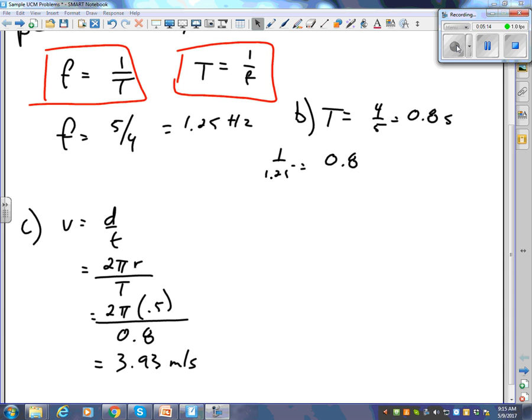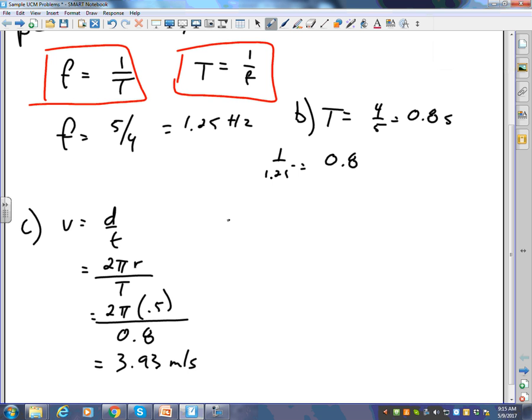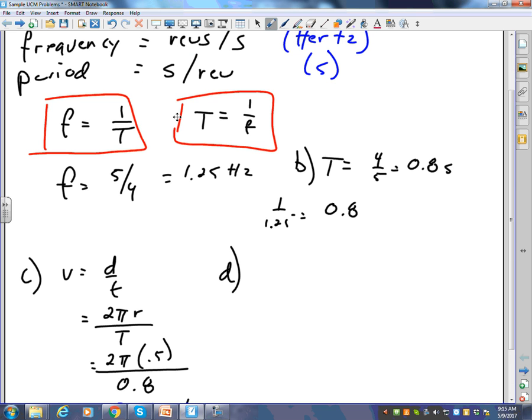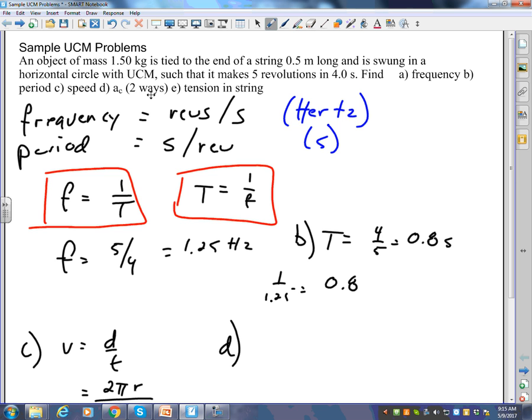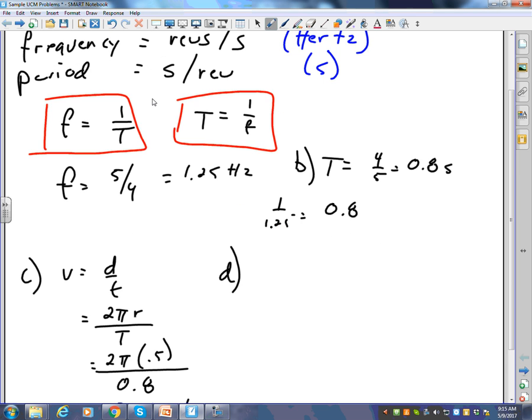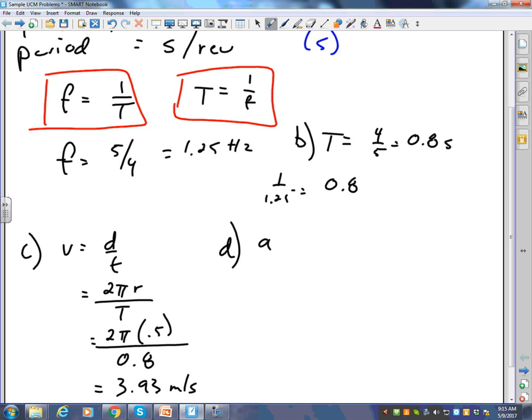So far, so good, everyone? Okay, so now the centripetal acceleration, two different ways. The formula that I showed you: a_c is v squared over R. 3.93 squared, radius 0.5.